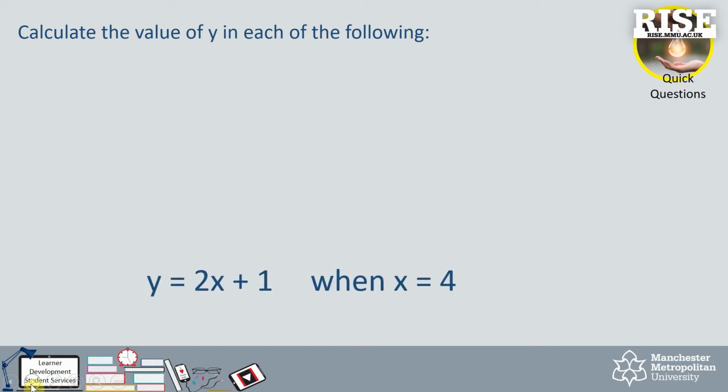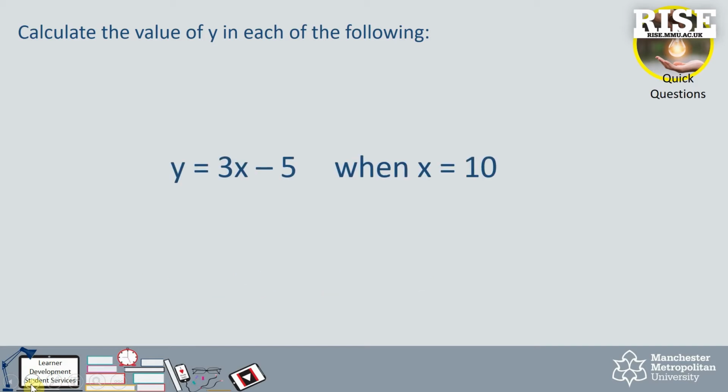What about where you have to do a bit of both, some multiplications and some additions or subtractions? So y equals 2x plus 1 when x equals 4. Well, that's just saying 2 times whatever the x is plus 1. In this case, our x equals 4. 2 times 4 is 8, and plus 1 equals 9. So y equals 9.